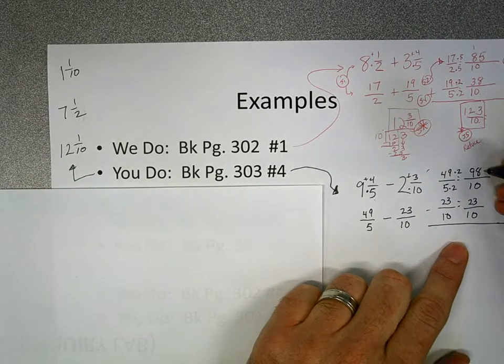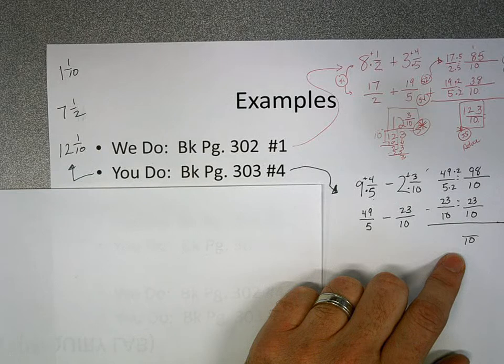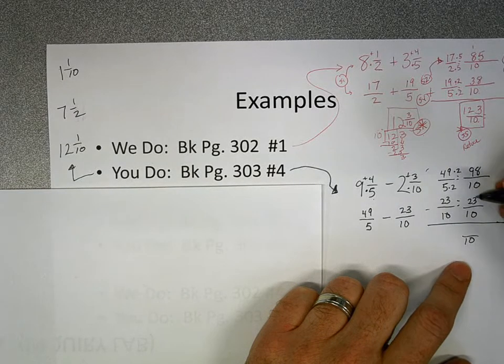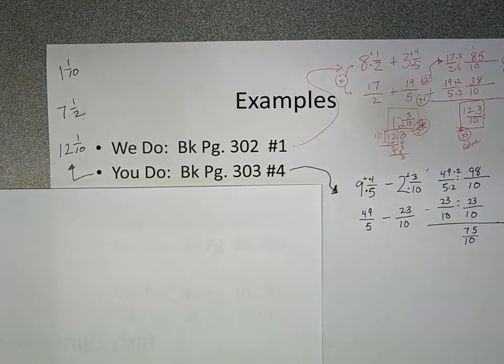Now I go ahead and subtract. So I have my denominator of tenths. I go ahead and subtract. 8 minus 3 is 5. 9 minus 2 is 7. Okay? Now, once I get here, take a look.